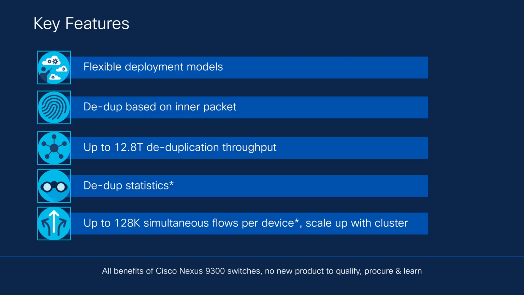Based on the switch that you select, the deduplication is supported up to 12.8 terabits of packets. And we have various stats for the deduplication feature to show how many packets, or what percentage of packets, that you see in your data center are duplicates. At any given point in time, again depending on the switch that you select, we can do deduplication for approximately 128K flows simultaneously.